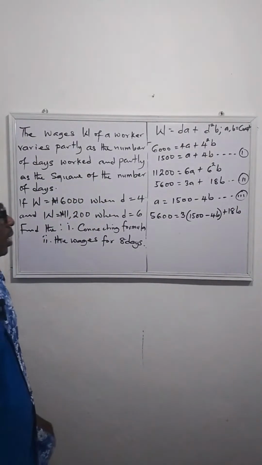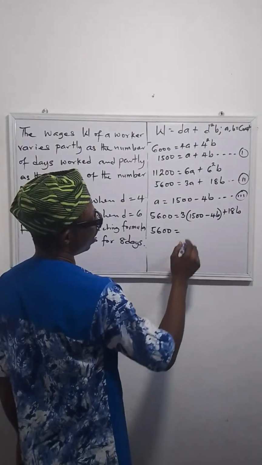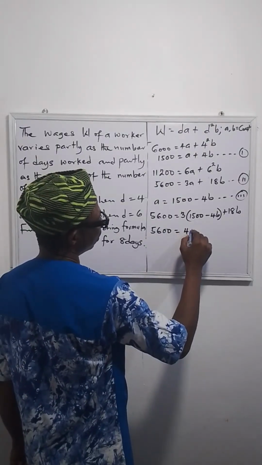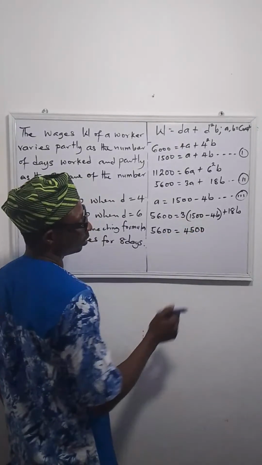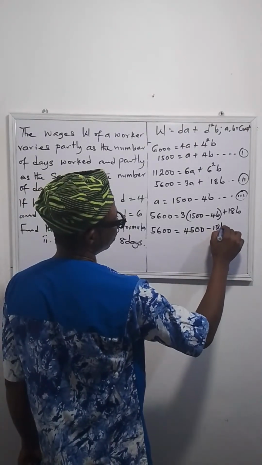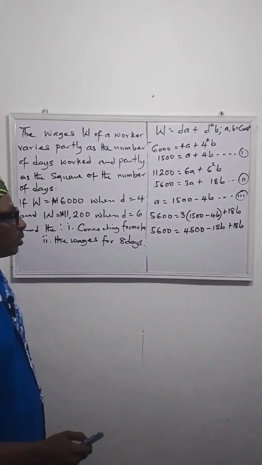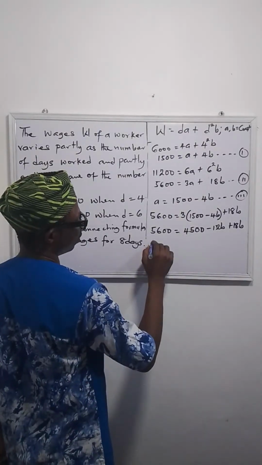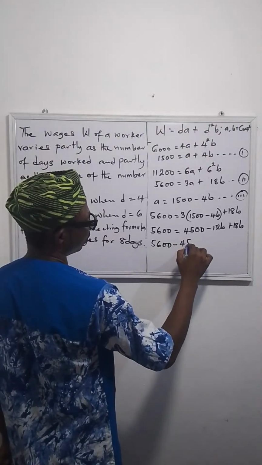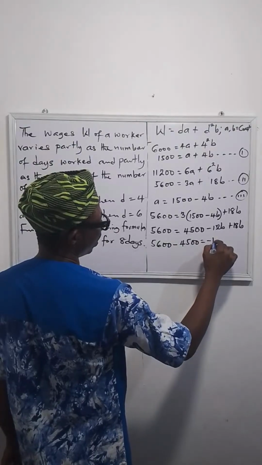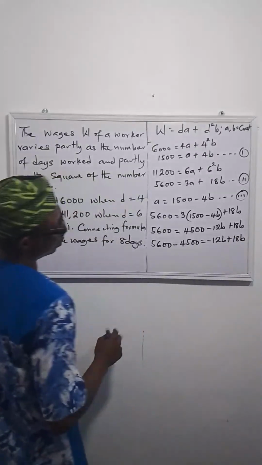All right, so now what do we have here? So we have 5600. Now when you multiply, what do you have? 4500. Okay, so 3 times minus 4, that's minus 12B, plus 18B. Hope you understand that. So now let's collect the like terms. We have 5600 minus 4500 equals minus 12B plus 18B. All right, so now let's subtract.